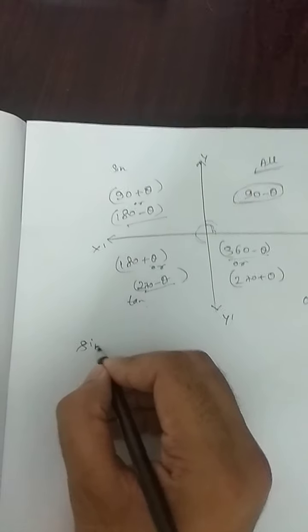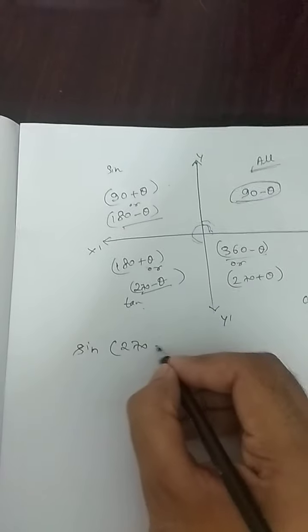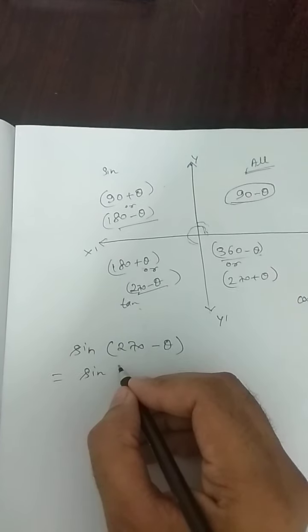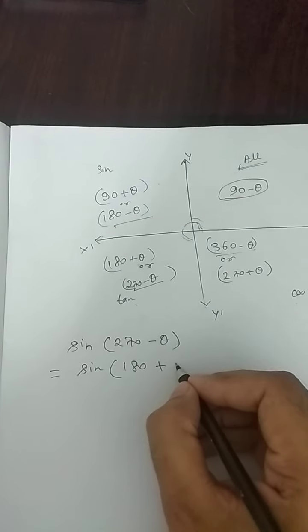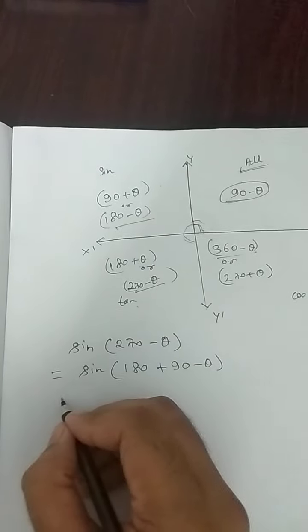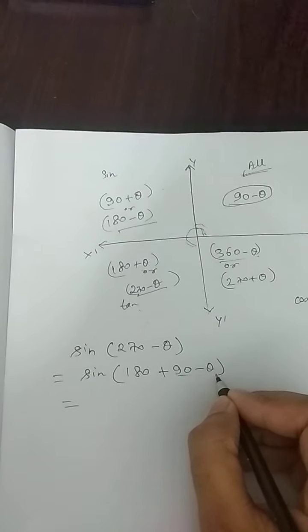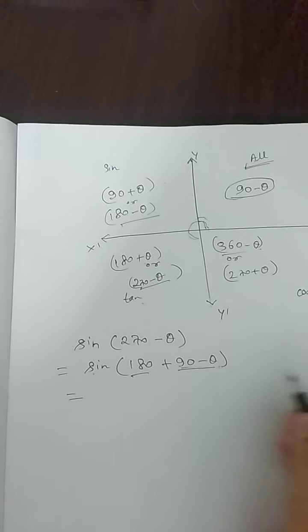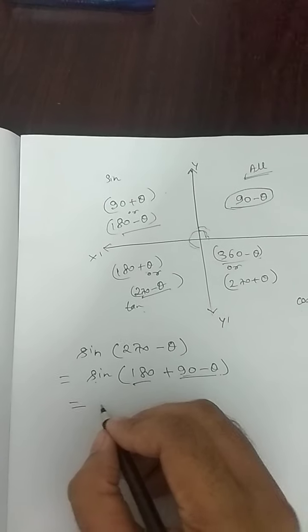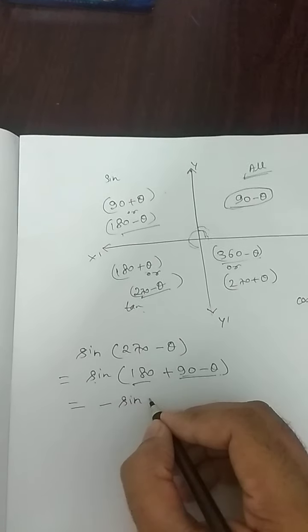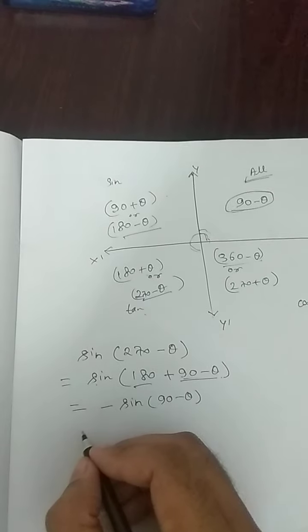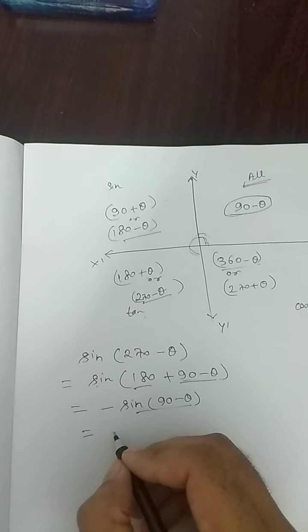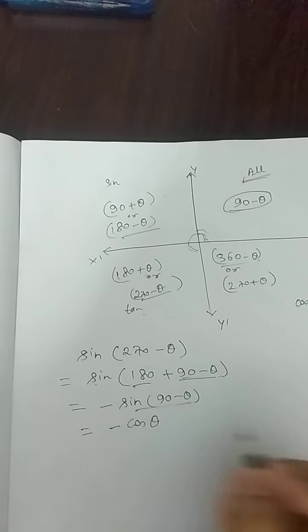For example, we are going to find out 270 minus theta. So 270 minus theta can be written as 180 plus 90 minus theta. Now we can consider this 90 minus theta as a single entity, and it is in the form of 180 plus theta. So sine of 180 plus theta is minus sine of 90 minus theta, and sine of 90 minus theta is cos theta, therefore the final answer is minus cos theta.